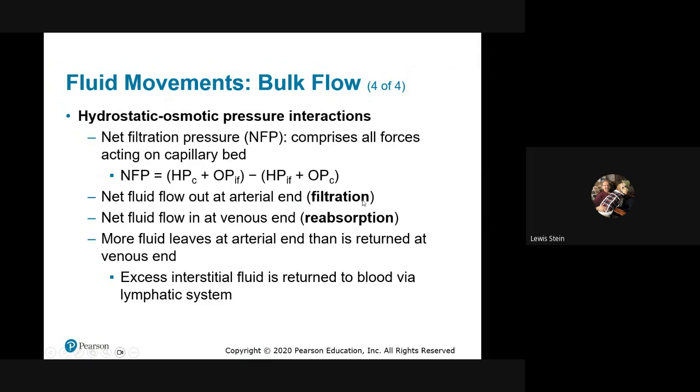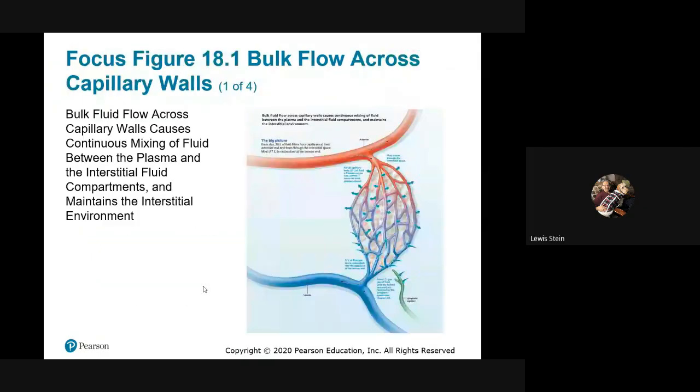So it either filters through, the way they describe it, and I really don't care about the terminology, or gets pulled back in, they call it reabsorption. More fluid leaves than is returned, and that's where the lymphatic system comes in. Because a lot of the waste products and some of the end products basically have to be carried by the lymph because they're just not compatible to be absorbed or dissolved within the plasma. And we looked at that when we looked at the lymphatic system, particularly in the last term.